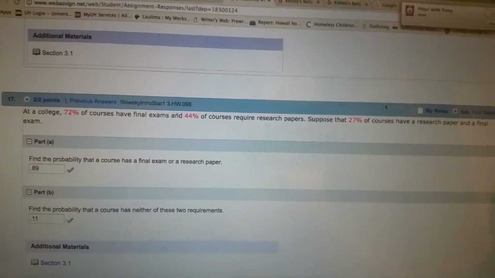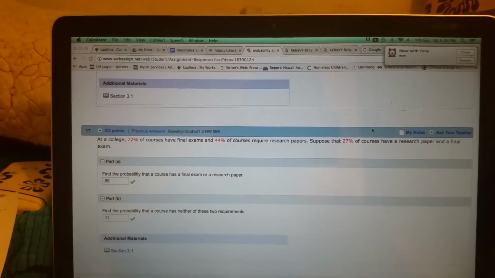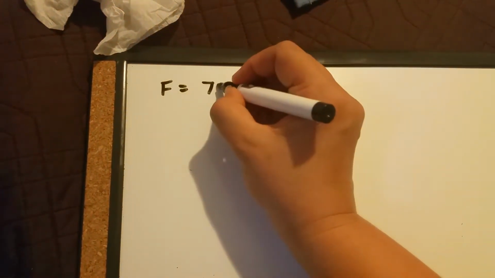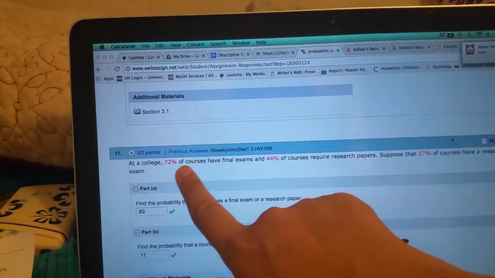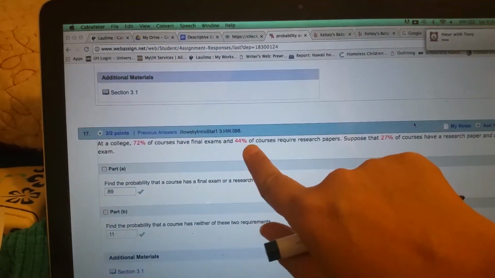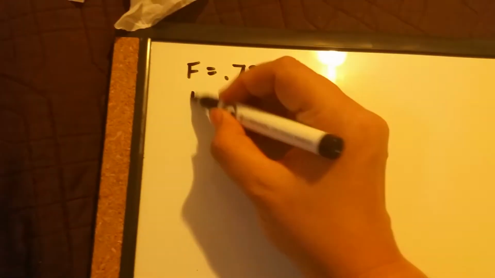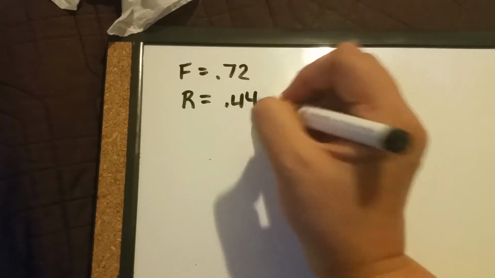Next one, we've got at a college, 72% of courses have final exams. Now, when I'm doing these problems, I just start marking things, and it doesn't have any letters for me, so I used F for mine. It was 72%, so I'm going to turn that into a decimal for the final exams. And 44% of courses require research papers. I'm going to use R for my research papers. So R, and it's 44% for me, so I'm going to put 0.44.